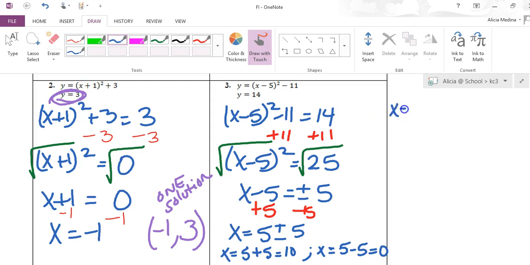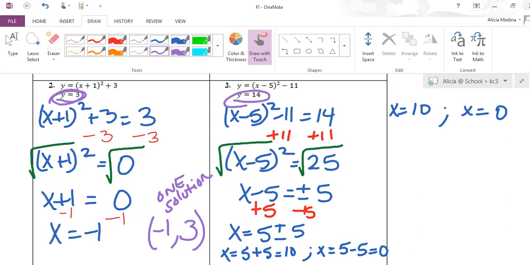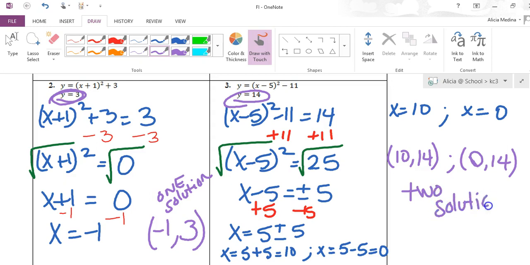I'm going to go ahead and write them over here. x = 10 and x = 0. I'm going to go ahead and state what my answers are then, because it already told me what my y was. Right? y is equal to 14 in each of these cases. So one of my answers is going to be at (10, 14). And the other one is going to be at (0, 14). This gives me two solutions, which means my system here intersects or crosses 2 times.